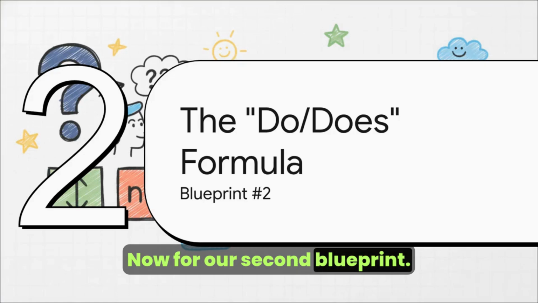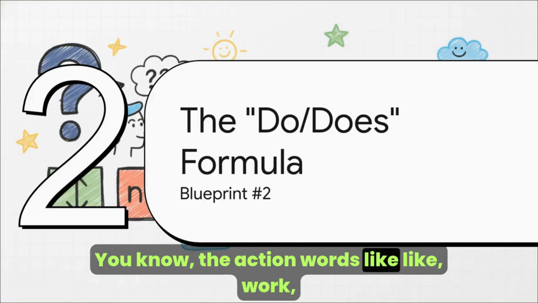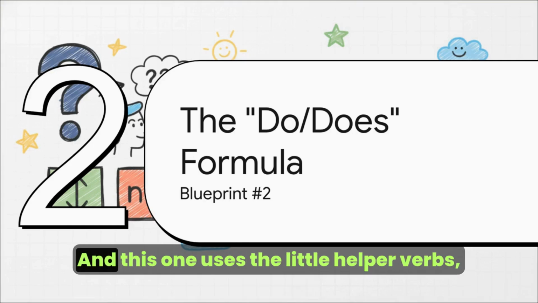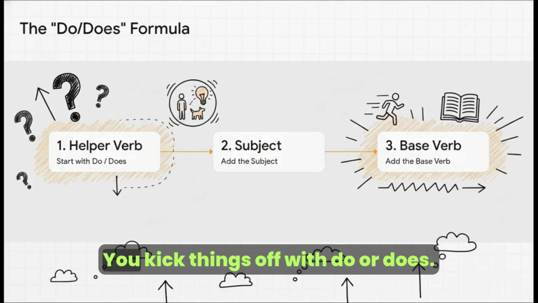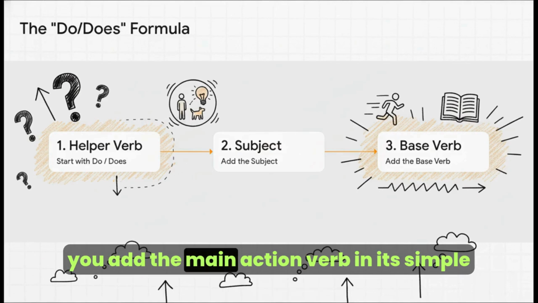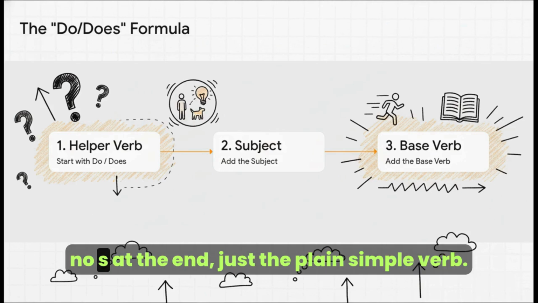Now for our second blueprint. But what about all the other verbs out there? The action words like work or play. Well, for those, we've got another formula. And this one uses the little helper verbs do and does. And guess what? It's another simple 3-step deal. You kick things off with do or does. Then you add your subject. And for the final step, you add the main action verb in its simple base form. And this is important. That means no ing, no s at the end, just the plain, simple verb.